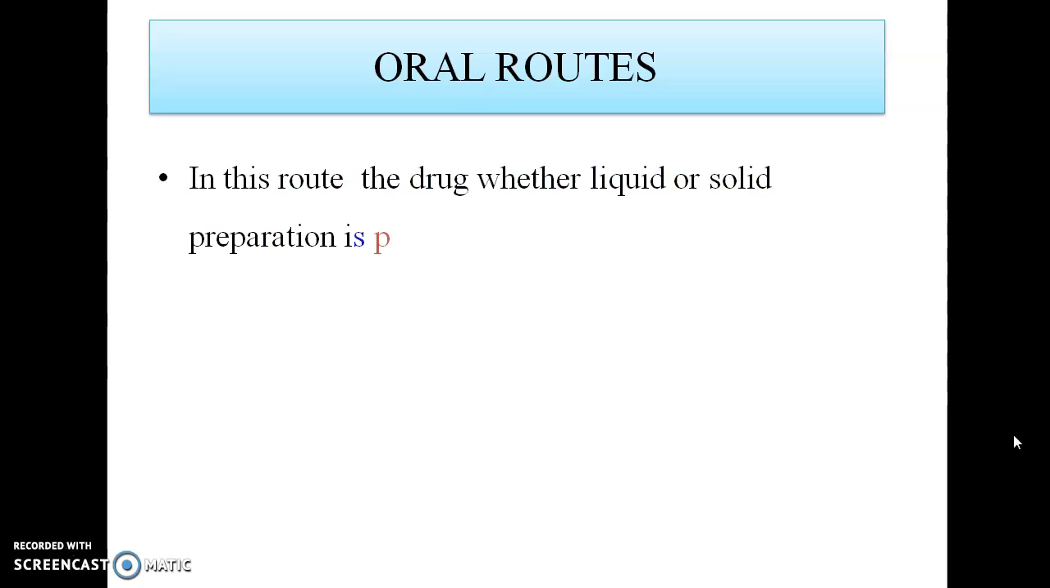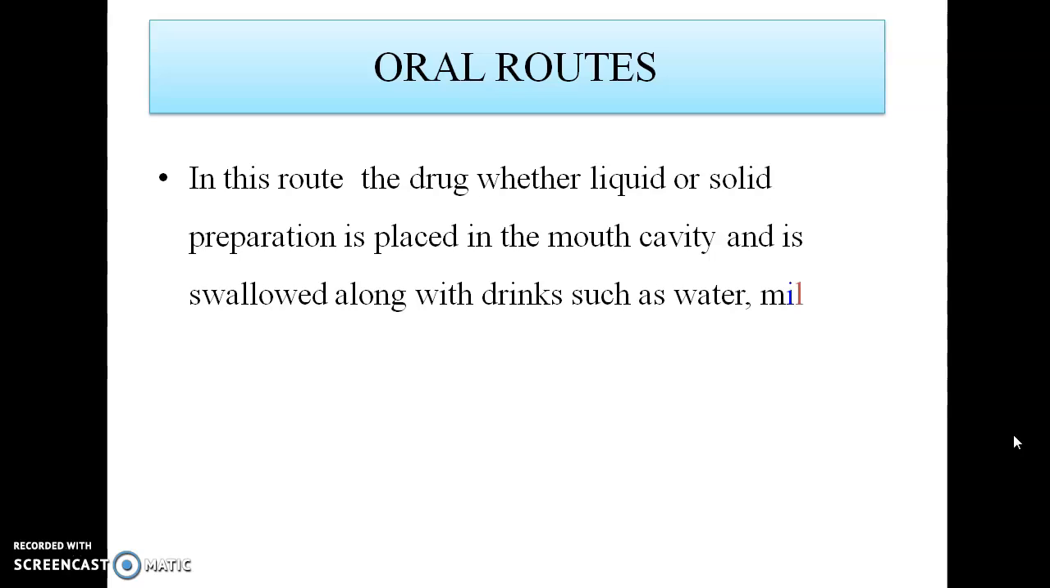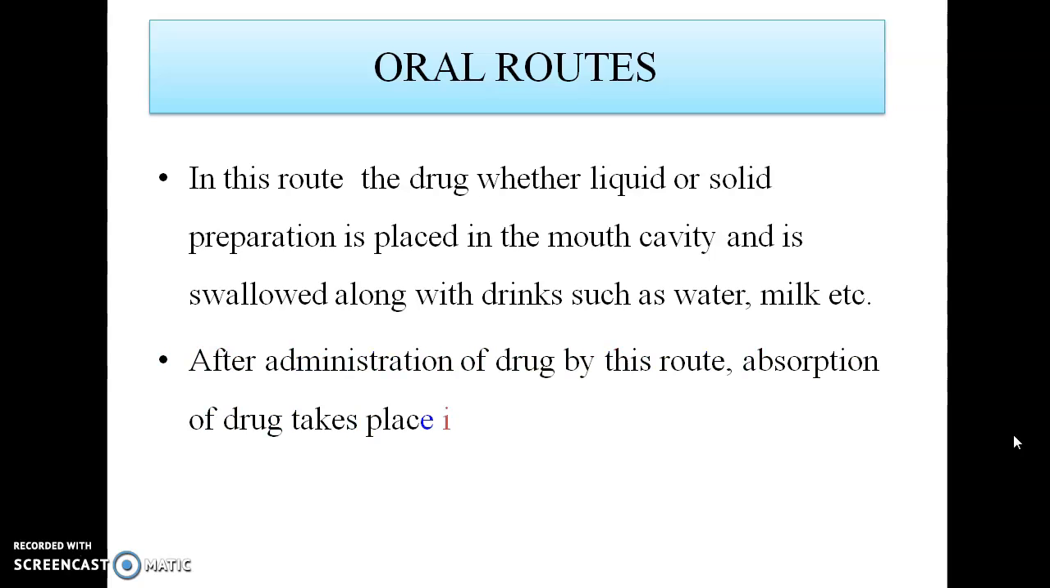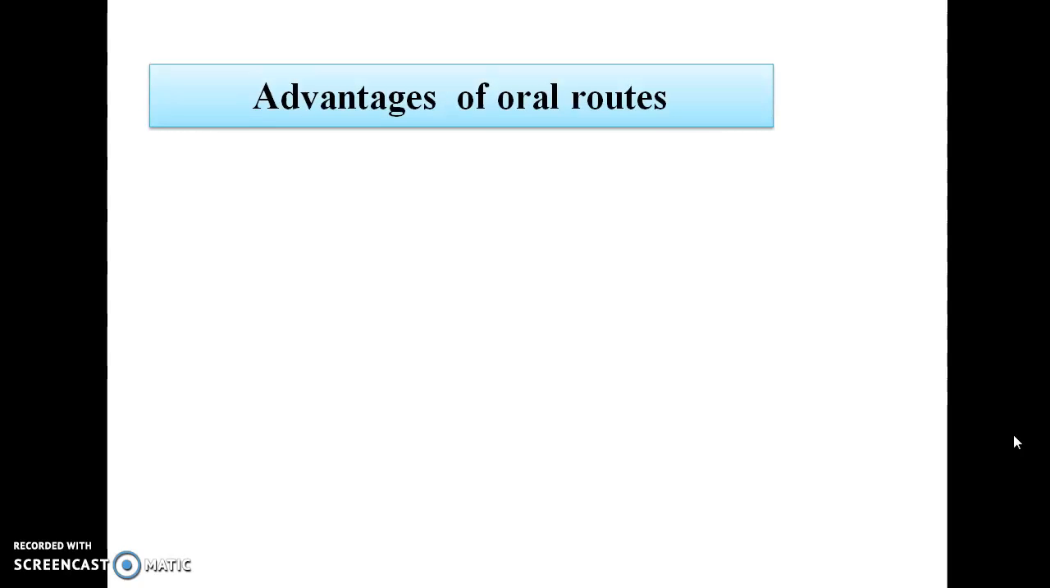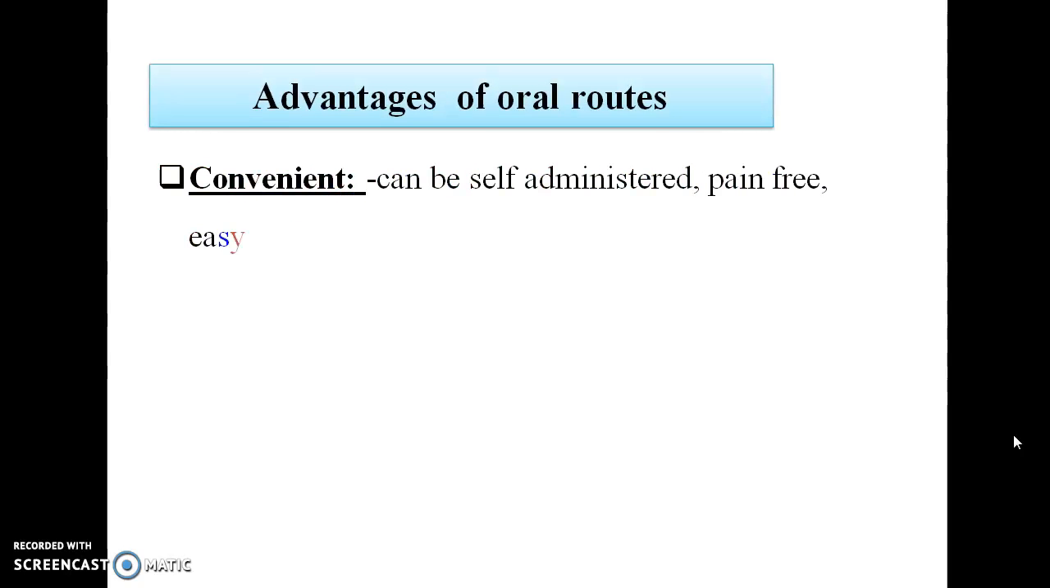In this route, the drug, whether liquid or solid preparation, is placed in the mouth cavity and is swallowed along with a drink such as water or milk. After administration of the drug by this route, absorption of the drug takes place in the intestine. By the oral route, examples are tablet, capsule, syrup. These drugs are given by the oral route. Advantage of this route: this route is mostly convenient because it can be self-medicated or administered, it is a pain-free technique and easy to take.